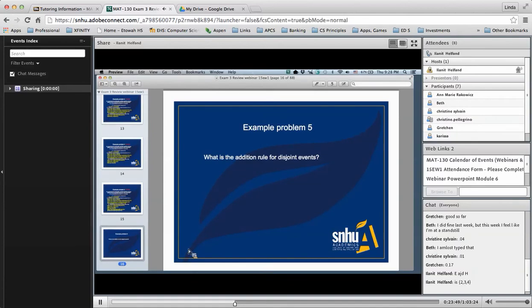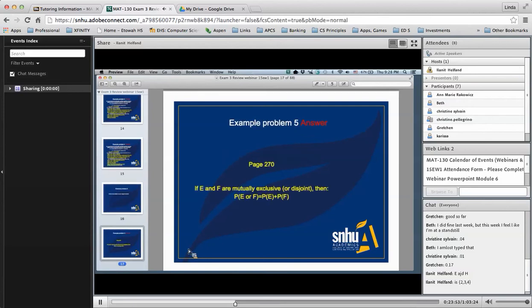So disjoint events, there's no overlap. If you happen to have disjoint events, or mutually exclusive events, if E and F are mutually exclusive or disjoint, then P of E or F equals P of E plus P of F. And in this case, you don't have to subtract off the overlap. You don't have to subtract off P of E and F because there is no overlap. There's nothing there. It would just be doing like minus 0.